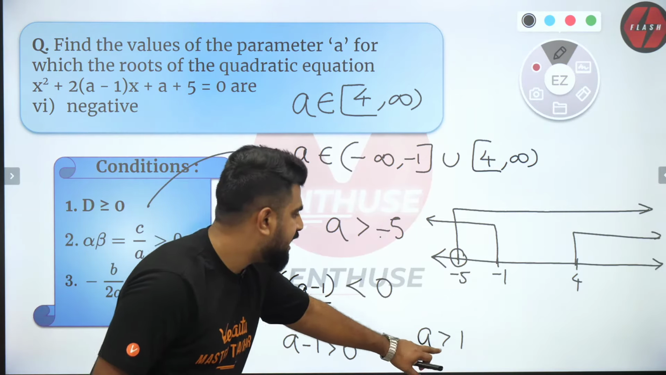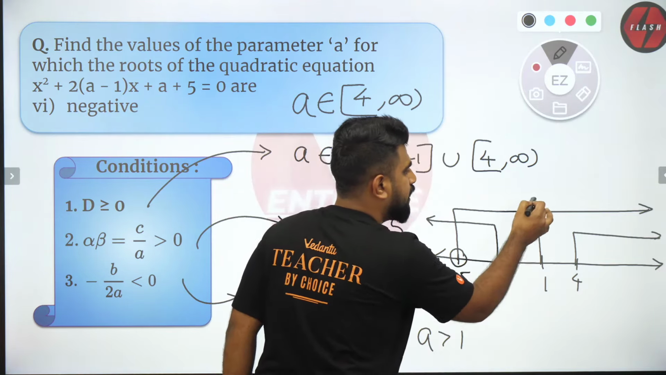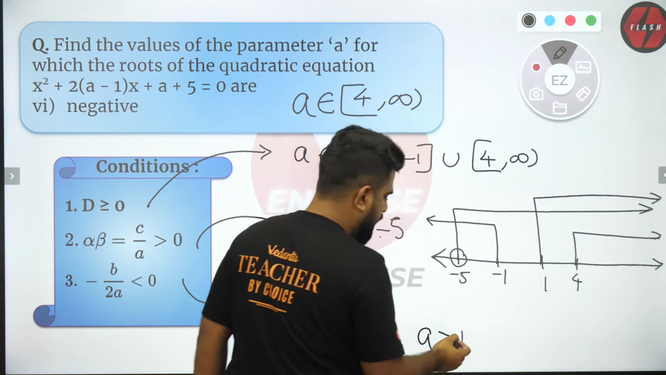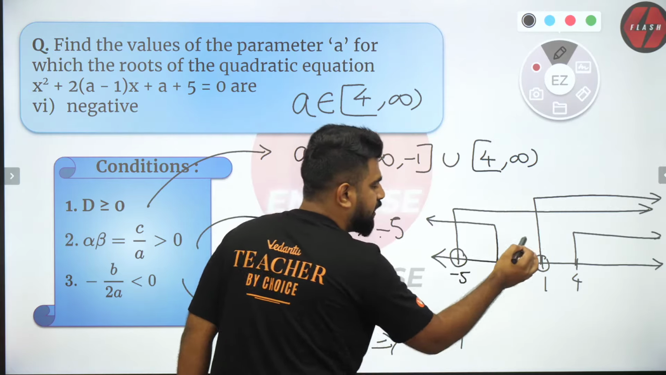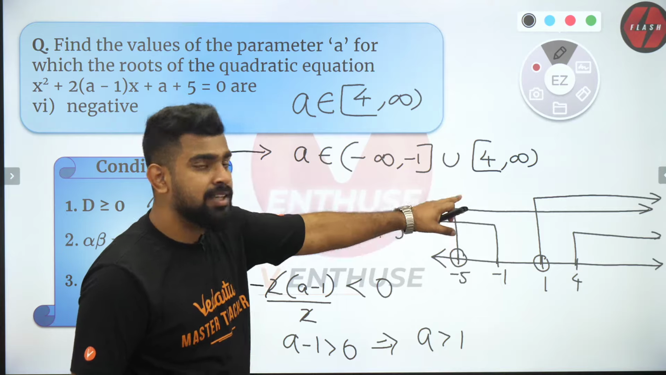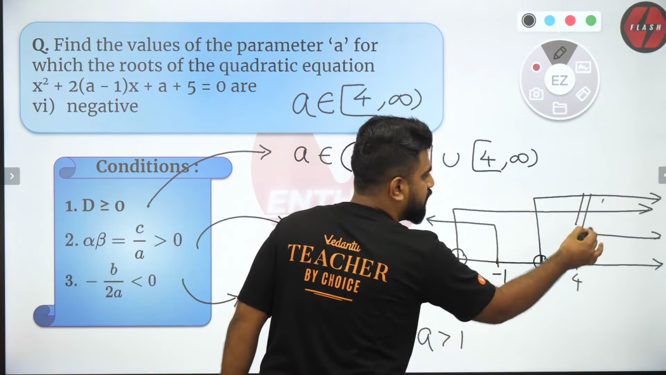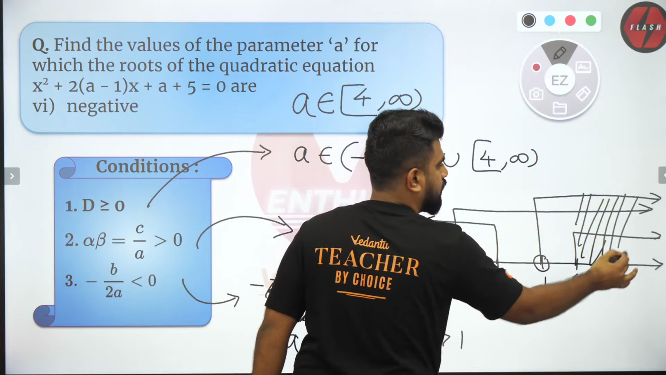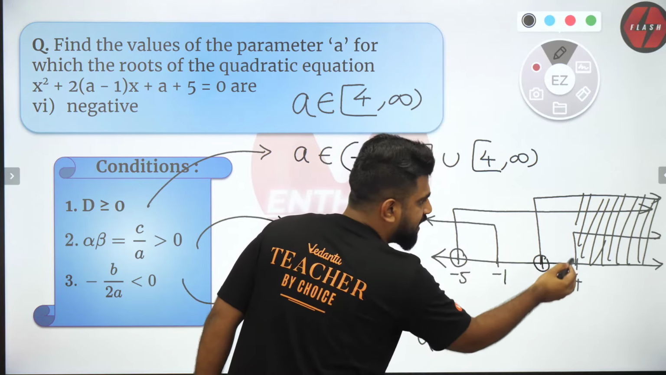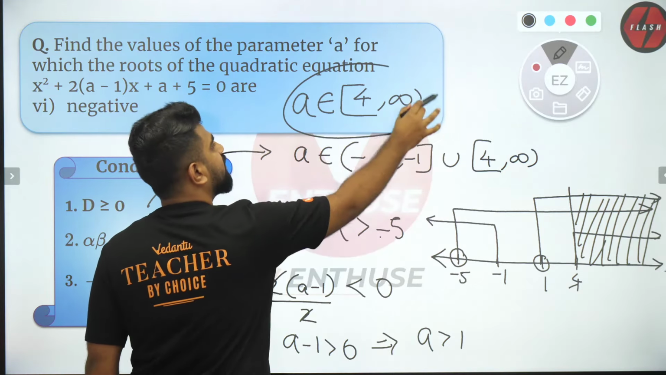Now the third one is A greater than 1. So 1 will be somewhere here. A greater than 1 is this one, and equality is not there, so I'll put a circle here. Now what is the common place where all the three regions are meeting? The common place where all the three regions are meeting is from here. So where is it starting from? It's starting from 4 to infinity, and that is how I did it.